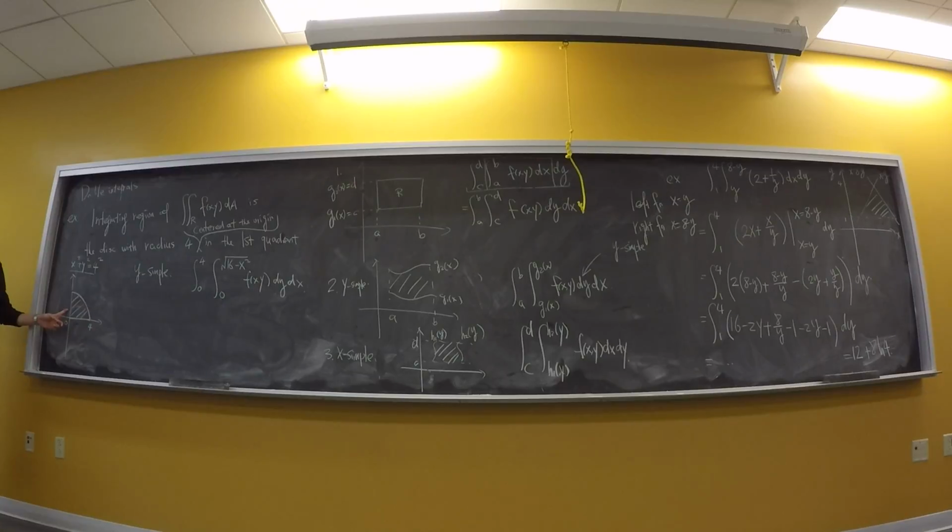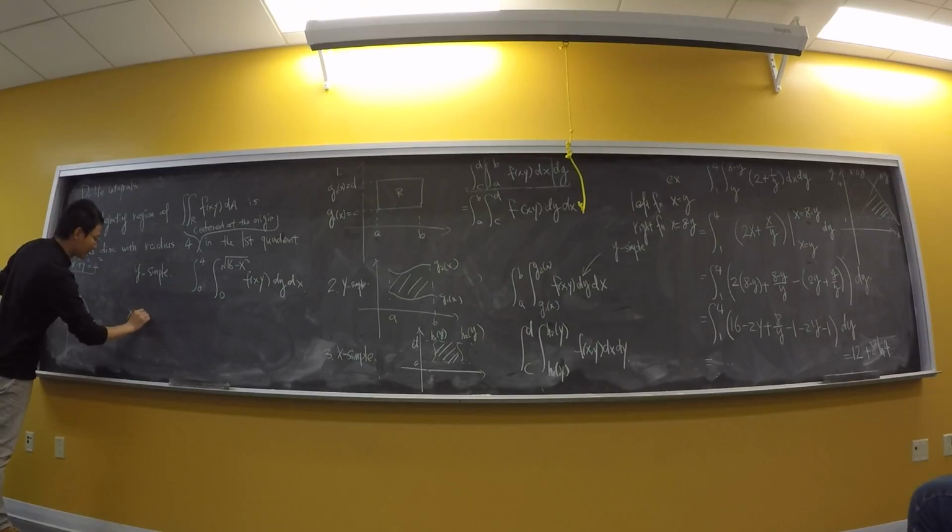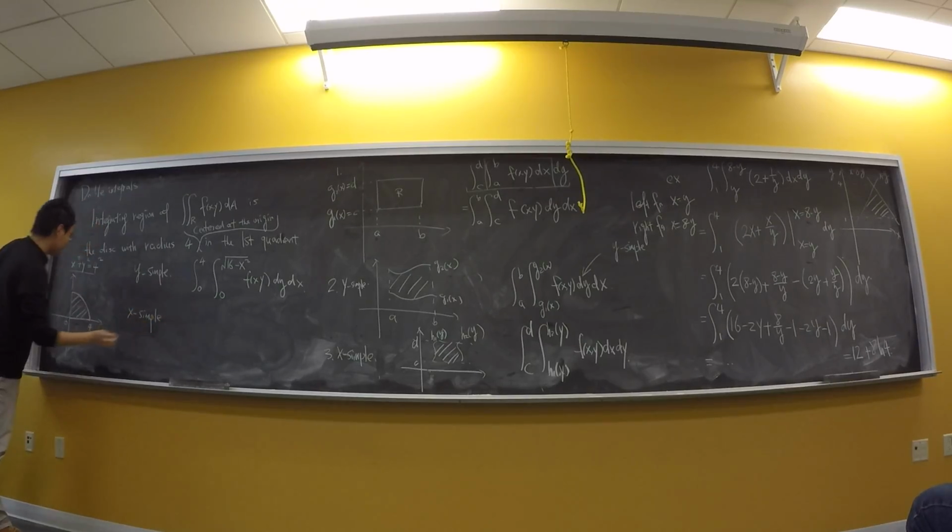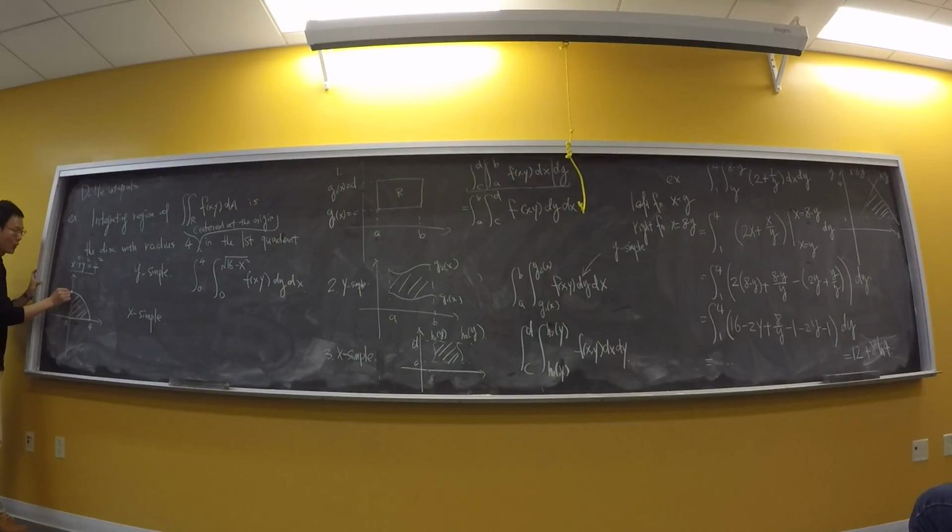Okay? For this integrated region, instead of having it as a y simple region, I can also write it as an x simple region as well. So if I want to write it as an x simple region, I need 2 numbers for y. And those 2 numbers are still 0 to 4.